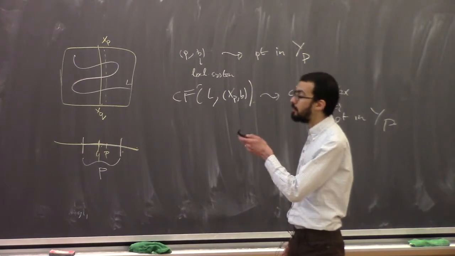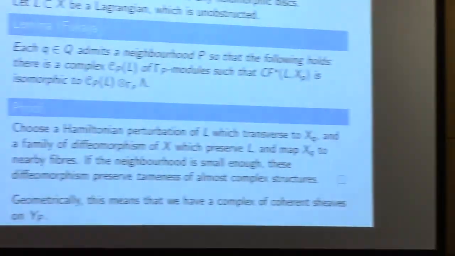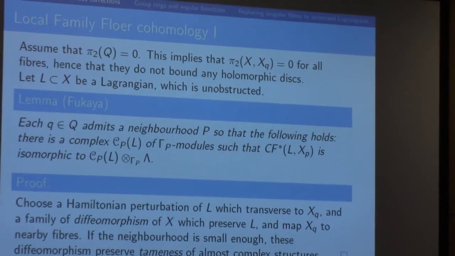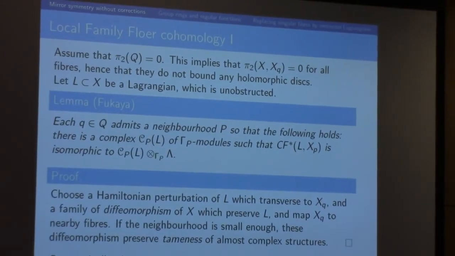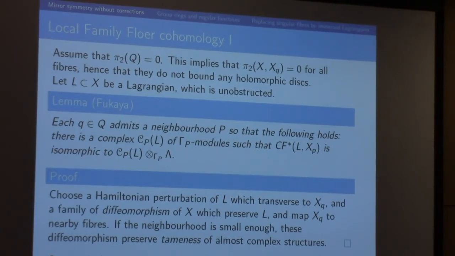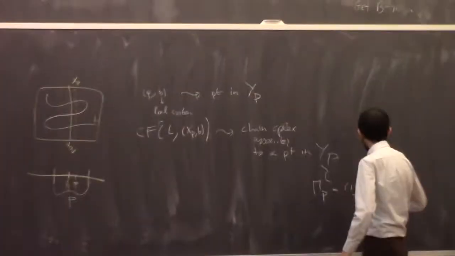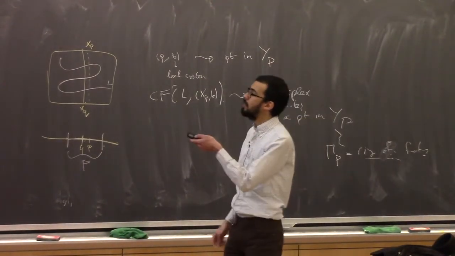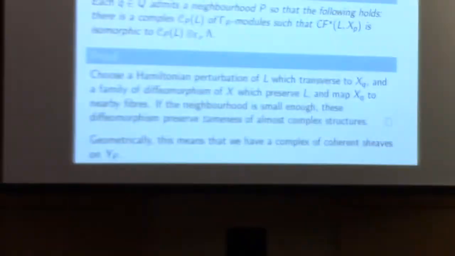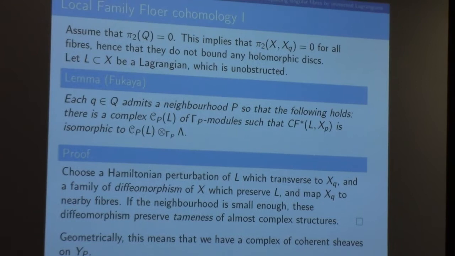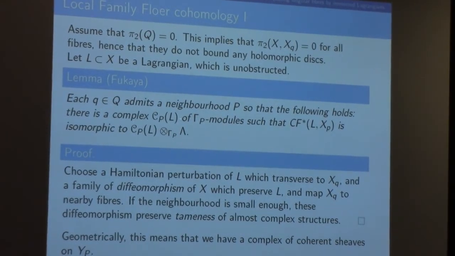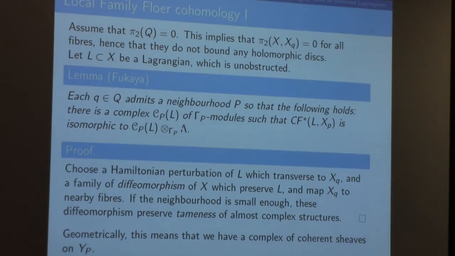So here it's stated slightly differently. Instead of saying coherent sheaf, what I wrote is that, where Gamma_P is the ring of functions on the space, there is a complex of Gamma_P modules. And instead of saying fiber, I said, if you take these Gamma_P modules and you tensor over Gamma_P with Lambda, well, when you tensor, you have to make a choice. And this choice of making Lambda into a Gamma_P module is exactly choosing a point. When you tensor with Lambda, you recover Floer cohomology.